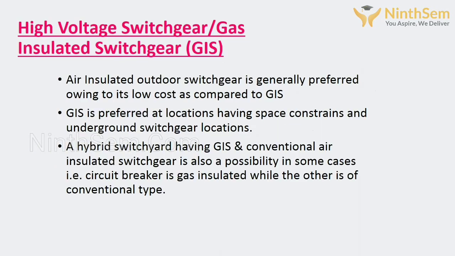High voltage switchgear, gas insulated switchgear, that is known as GIS. Air insulated outdoor switchgear is generally preferred owing to its low cost as compared to GIS. GIS is preferred at locations having space constraints and underground switchgear locations. A hybrid switchyard having GIS and conventional air insulated switchgear is also a possibility in some cases.